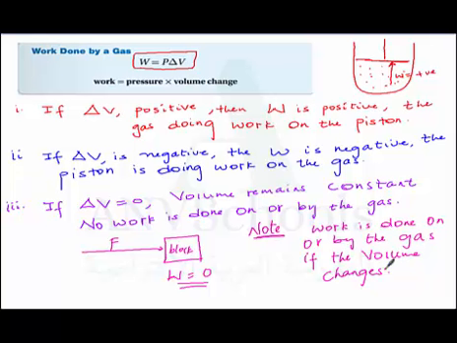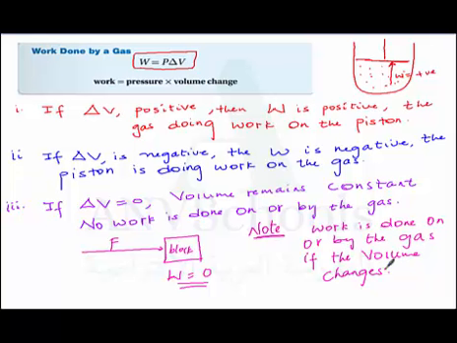We say that work is done if the applied force sets the object to move in the direction of the force. Likewise here, we say that work is done on or by the gas if the volume of the gas changes. Otherwise, if the volume remains constant, no work is done by the force applied.